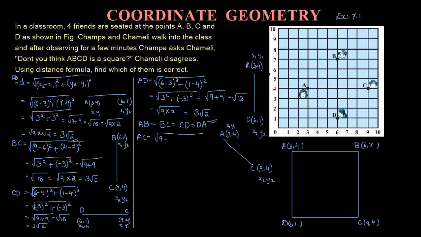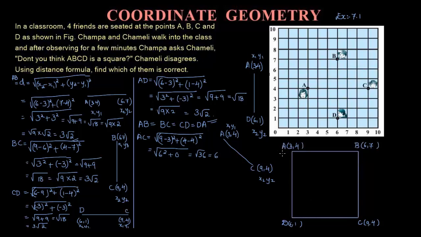So 9 minus 3 whole square plus 4 minus 4 whole square, right? So what are you going to get then? 9 minus 3 is nothing but 6. 6 square plus 0, right? So 6 square is nothing but 36, and then you are going to get here 6.